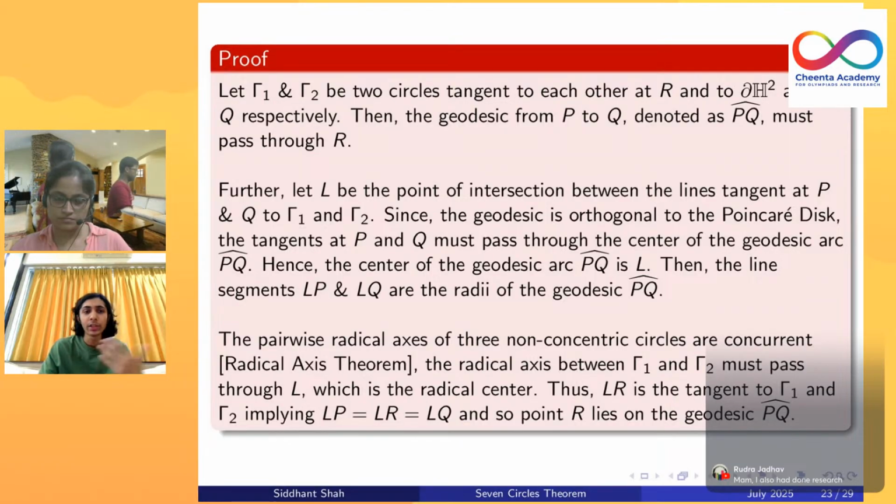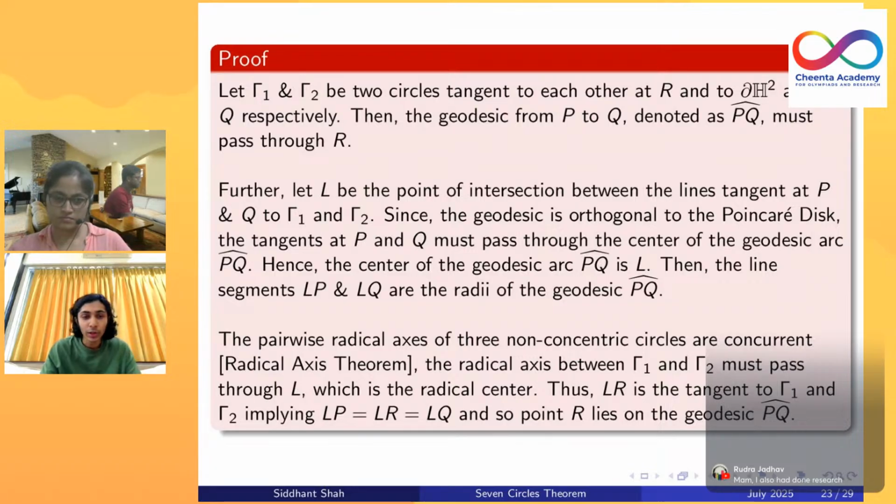Now moving on to prove lemma 3, which we already discussed. We introduced gamma 1 and gamma 2 to be two circles tangent to each other at R. Then we let L be the point of intersection between the lines tangent at P and Q to gamma 1 and gamma 2. Since the geodesics are always orthogonal in the Poincaré disk, the tangents at P and Q must pass through the center of the geodesic arc PQ. Hence, the center of the geodesic arc is L. Then we see that the line segments LP and LQ are actually the radius of the geodesic PQ.